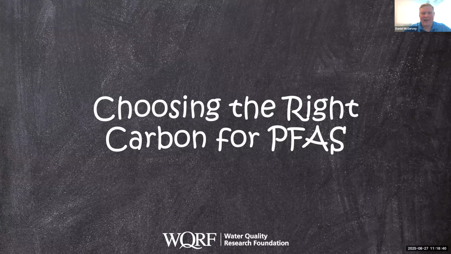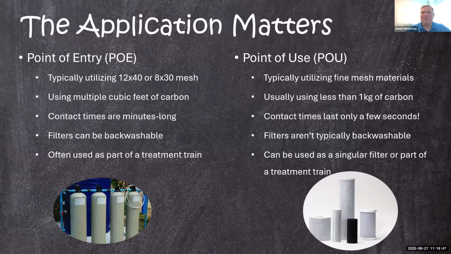And of course, the application itself matters. So point of entry applications are typically utilizing a more typical granular carbon. That's a 12 by 40 or 8 by 30. For PFAS removal, we really see the best use with the 12 by 40 mesh. But the 8 by 30 is used for some other contaminants. So some of you may already be using some of this size for other applications. But we would typically recommend the 12 by 40 for the best runtime in a point of entry application.